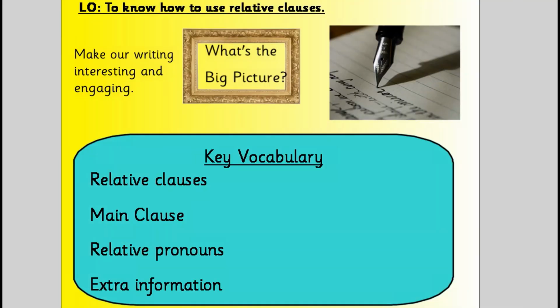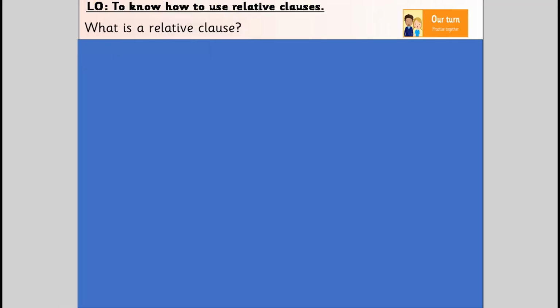So today we're going to learn how to use relative clauses. Now again, it's to make our writing more interesting and engaging, and we're going to be varying our sentence types when we go to write. The key vocabulary for today is relative clauses, main clause, relative pronouns, and extra information. Okay then, so what is a relative clause? Pause the video here and have a think for me.